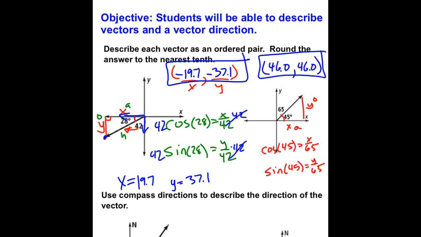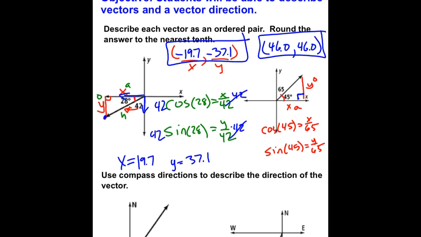All right, I drew in my triangle, I marked my angle. My right angle is right there in blue. It'll draw, there we go. I set up cosine for x, sine for y, solved them, and I got the same answer for both of them, 46.0. It's really 45.96, but that rounds to 46.0. And then, if you think about it, x is positive when it moves to the right, and y is positive when it moves up, so we don't have to add any negatives to our picture.